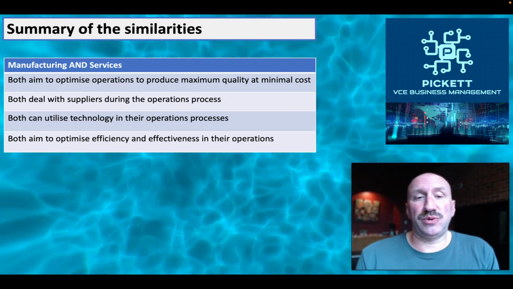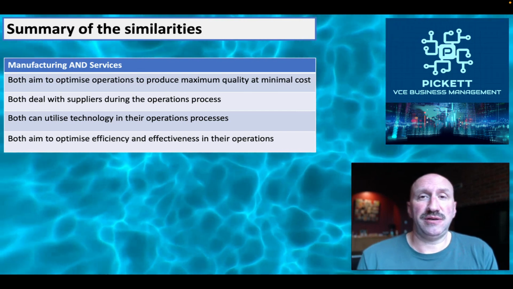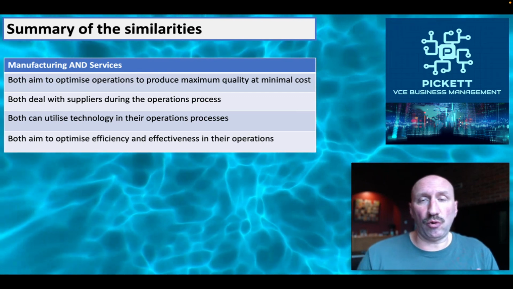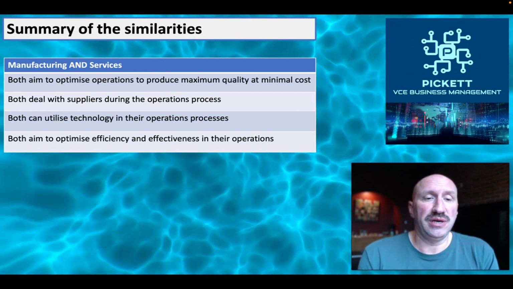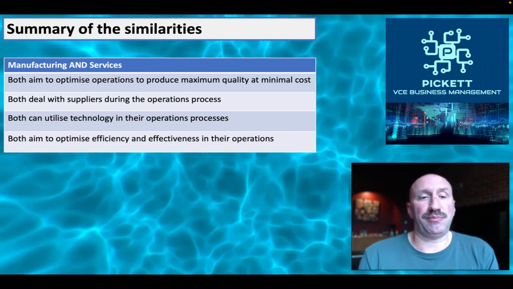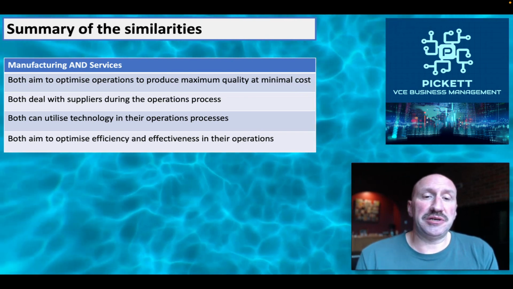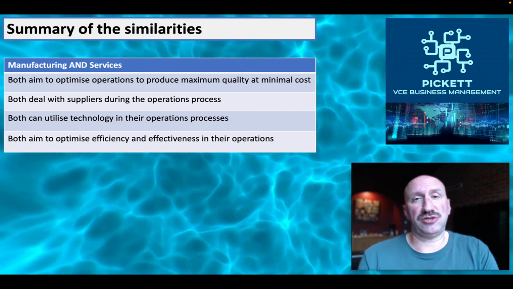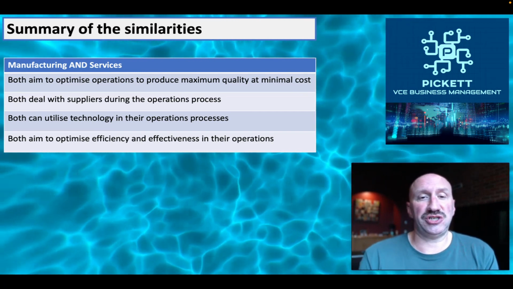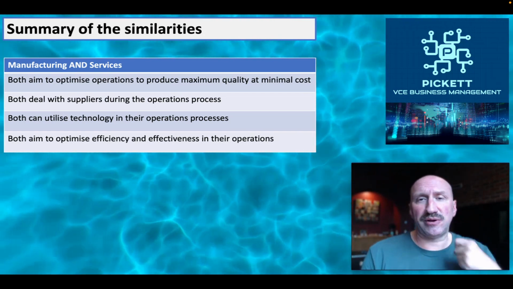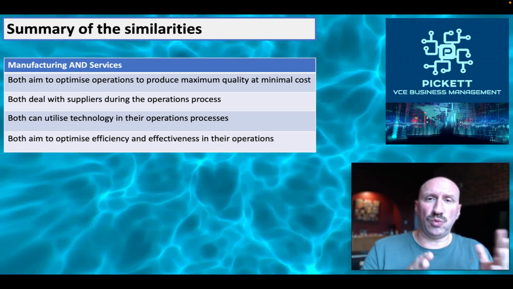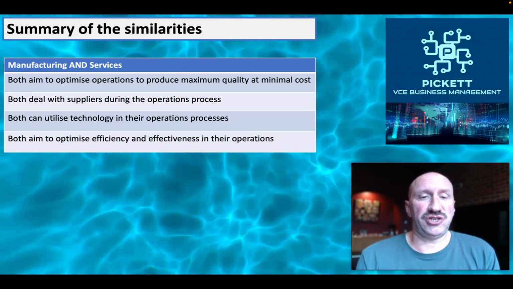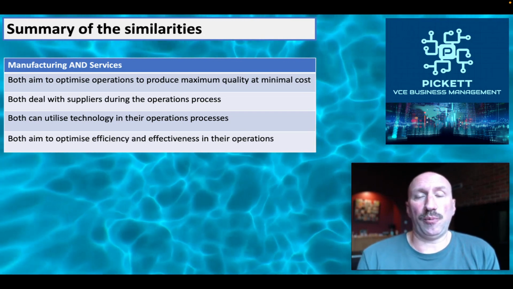Second one, both of them deal with suppliers in our operations process. Different types of suppliers potentially, but all businesses have suppliers of some description. So the operations is going to have to deal with suppliers. Both can utilize technology in our operation processes. And again, that's what we're going to talk about in the very next key knowledge point, the next video, some technology strategies. There are some strategies which apply to both, but some which are very specific to one or the other. And then the fourth one there, both aim to optimize efficiency and effectiveness in their operations.